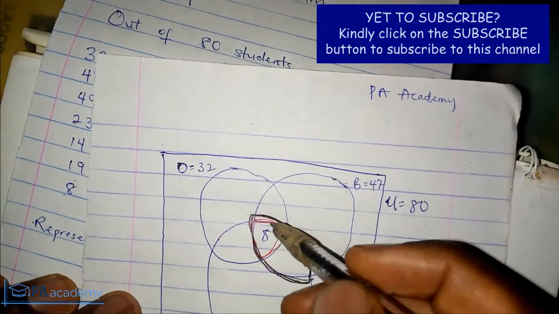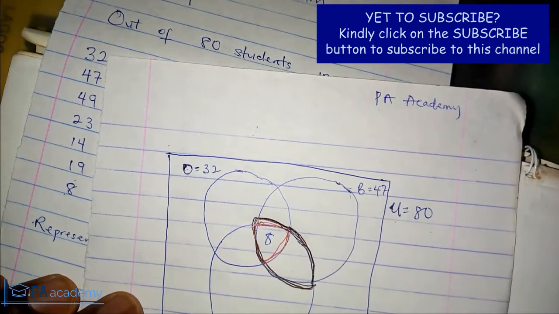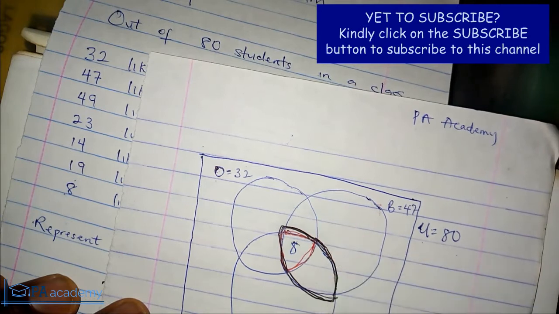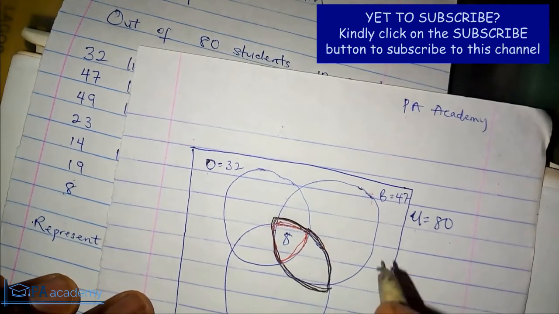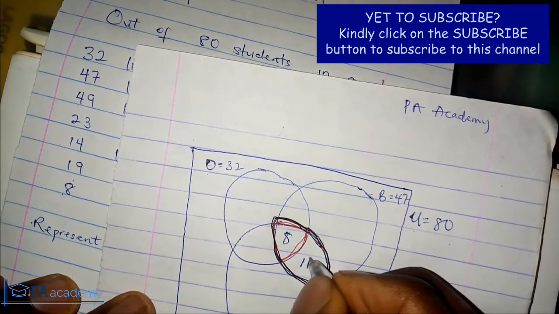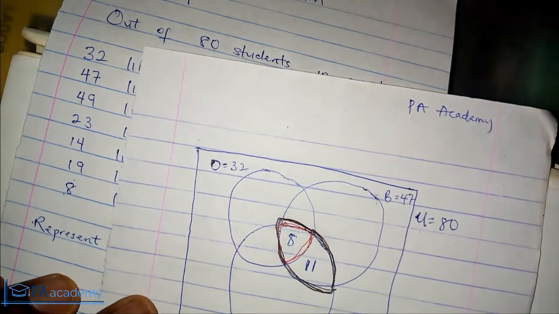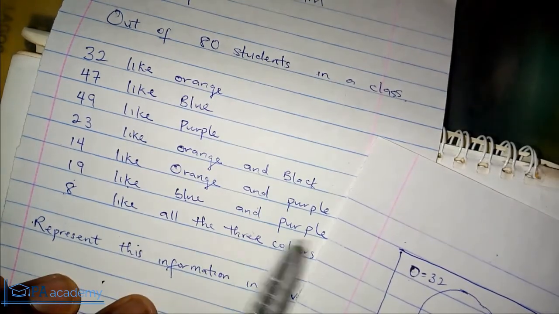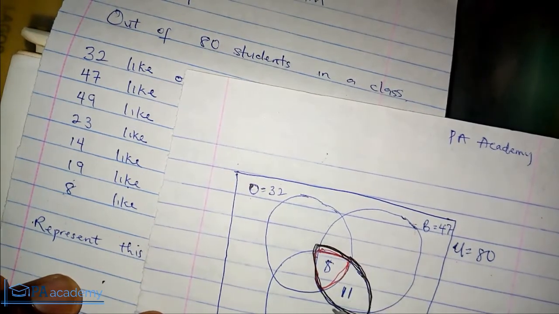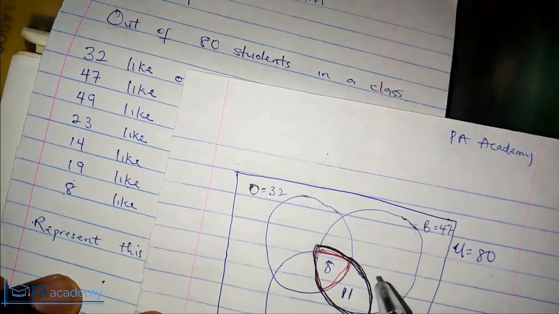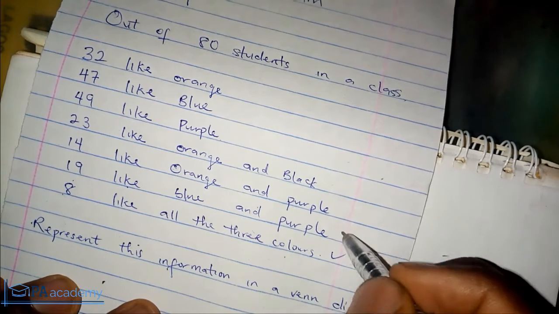Now, if you look at this section that is 19, out of that 19, we already have 8 here that likes all the three colors. So what we are going to do is say 19 minus 8, and that will give us 11. So what we have here is 11. The question said 19 likes blue and purple, so what we must have here must be equal to that 19. And since we already have 8 here, we'll just minus the 8 from the 19, and we'll be left with 11. So we've been able to answer this and this.